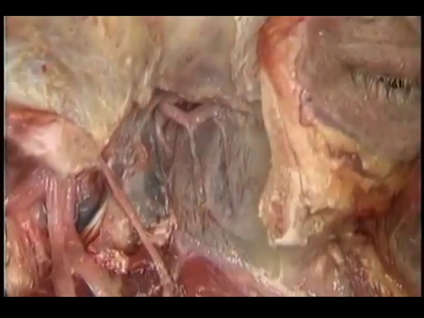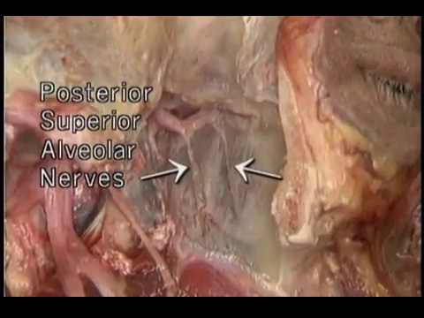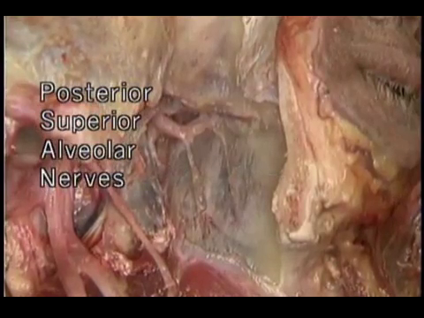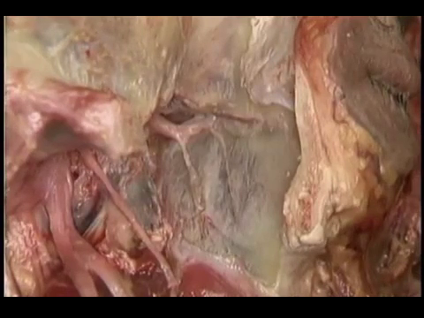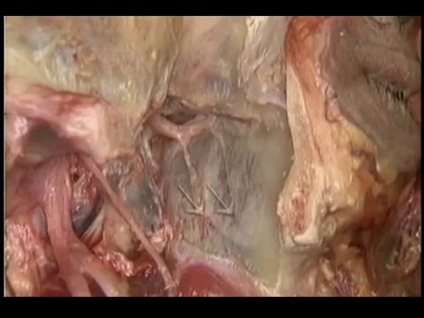The upper teeth are supplied by the superior alveolar nerves, posterior and anterior, which together form a loop. The posterior superior alveolar nerves, in this case there are two, branch off behind the maxilla and run down to enter tunnels in the maxilla here.